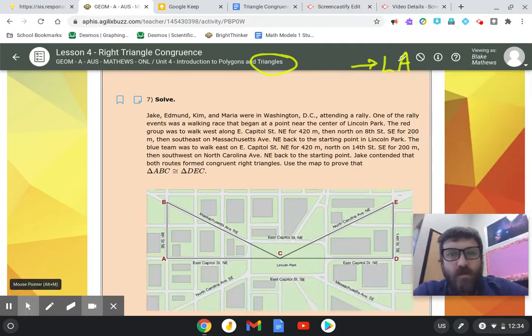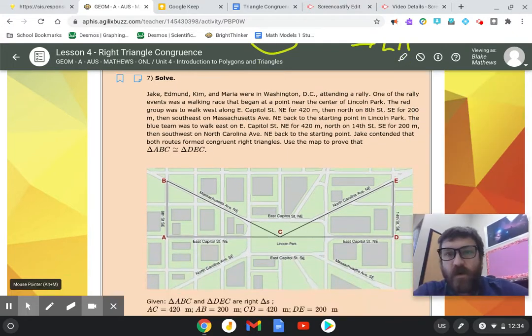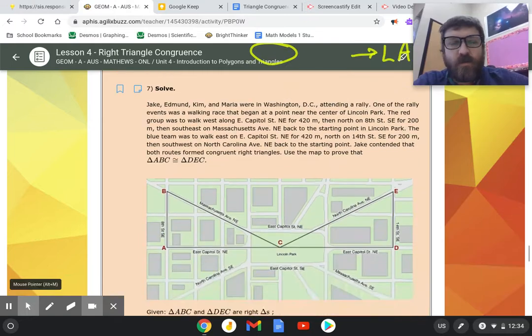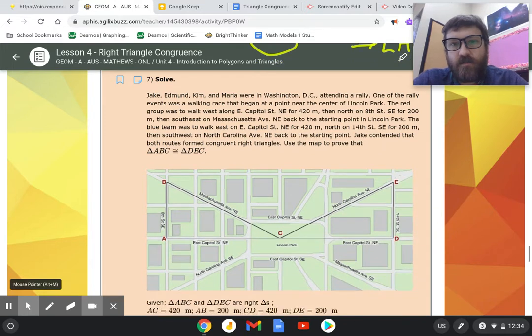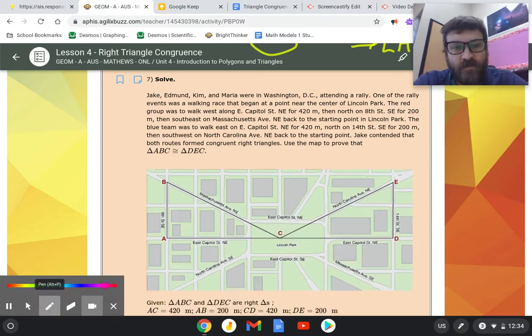This is a kind of word problem, but it's more or less a triangle congruence question as well. Jake, Edmund, Kim, and Maria were in Washington, D.C. attending a rally. One of the rally events was a walking race that began at a point near the center of Lincoln Park. That's point C. The red group was to walk west along East Capitol Street Northeast for 420 meters.